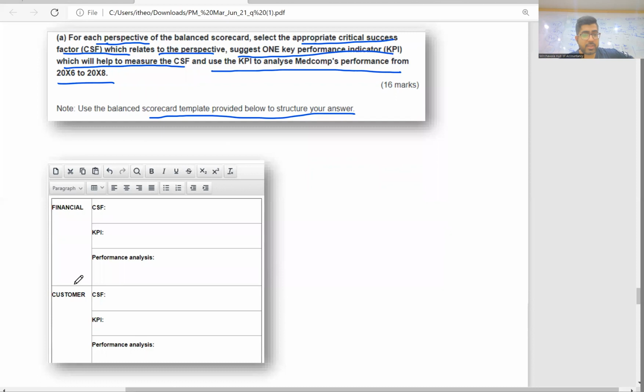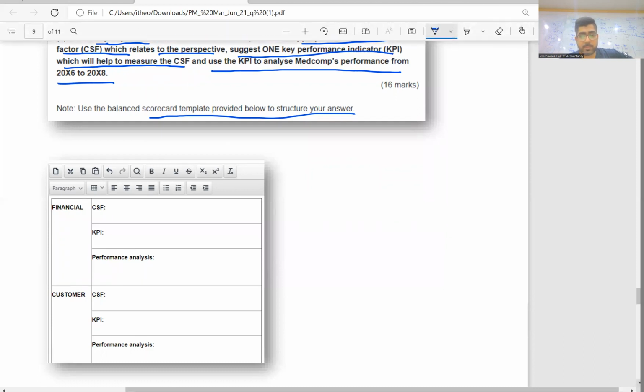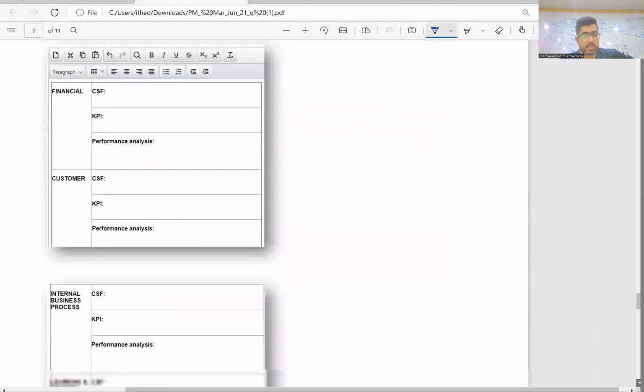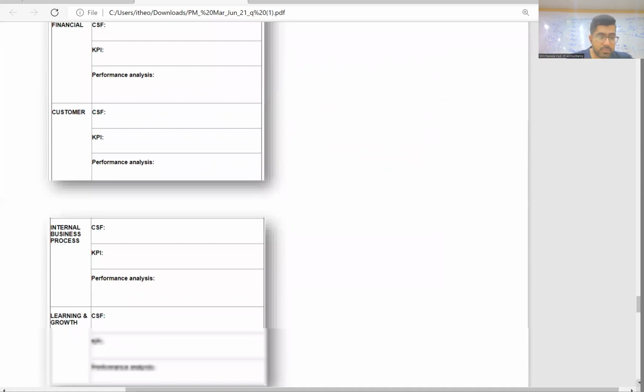So see, financial, customer, internal business, and innovation, learning, and growth. These are the 4 perspectives of balanced scorecard.